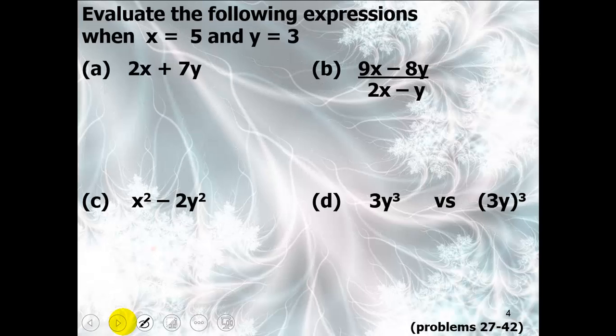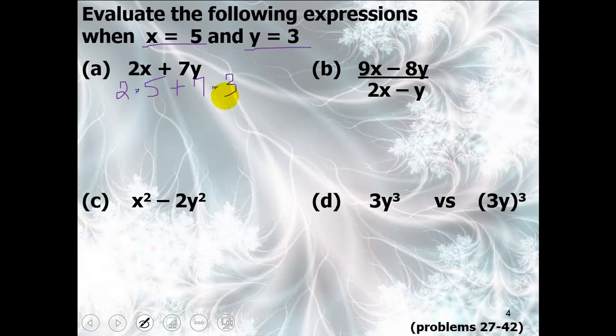Let's evaluate the following expressions. Okay? We're told that x equals 5 and y equals 3. So, wherever there's an x, we're going to plug in a 5 and then use the order of operations. Okay? And wherever there's a y, we're going to plug in a 3. So I have 2 times 5 plus 7 times 3.